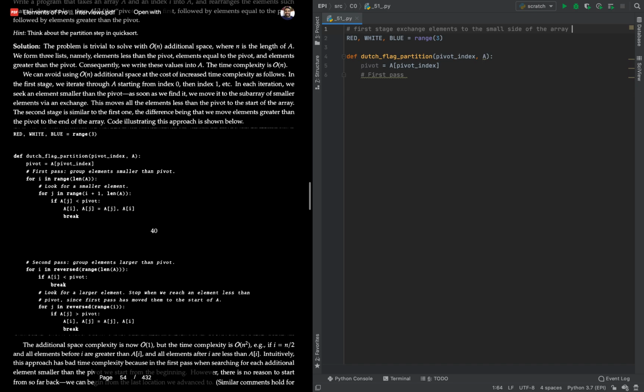I'm going to say small side into a subarray. First stage elements to the small side of the array by swapping, exchanges. What does this even mean? Okay, no. First stage exchanges elements smaller than the pivot. Moves elements smaller than the pivot to the smaller side by exchange. Okay, alright, yes. Okay, so that's there.